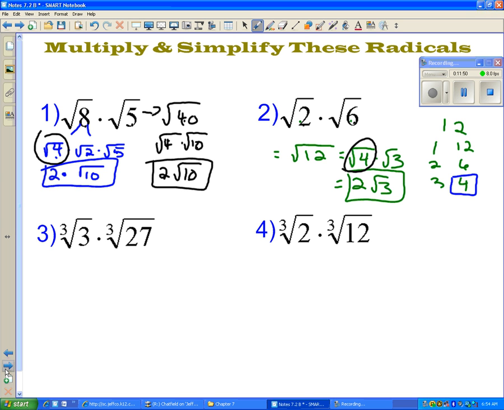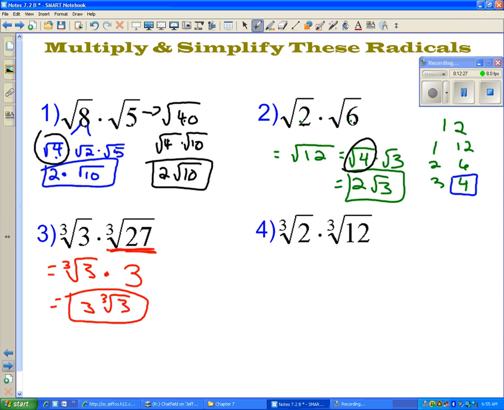Again, I could multiply this out and get the cube root of 81, and then I could reduce that out. But I could save myself some trouble and realize that the cube root of 27 already is a perfect cube. That's 3 times the cube root of 3. So I'm just going to switch their order, and my answer is 3 cube root of 3. And that's it. I'm done. I always want my whole number in front of my root, in front of my radical sign.